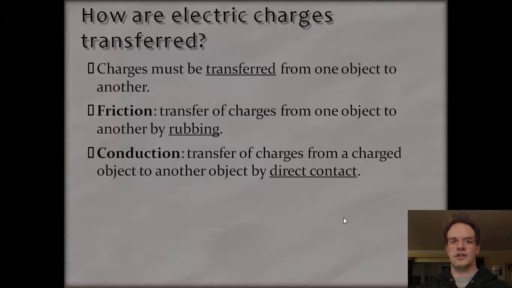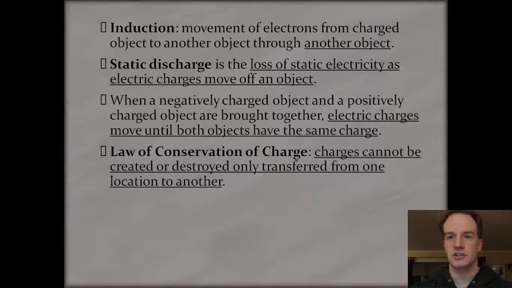So how are these electric charges transferred? Well, in static electricity, those charges must be transferred from one object to another, and it's either by friction, where we have one object rubbing against another, or conduction. That is by direct contact, and a lot of times that is the conduction or the current going through it. Induction is the movement of electrons from a charged object to another object through another object.